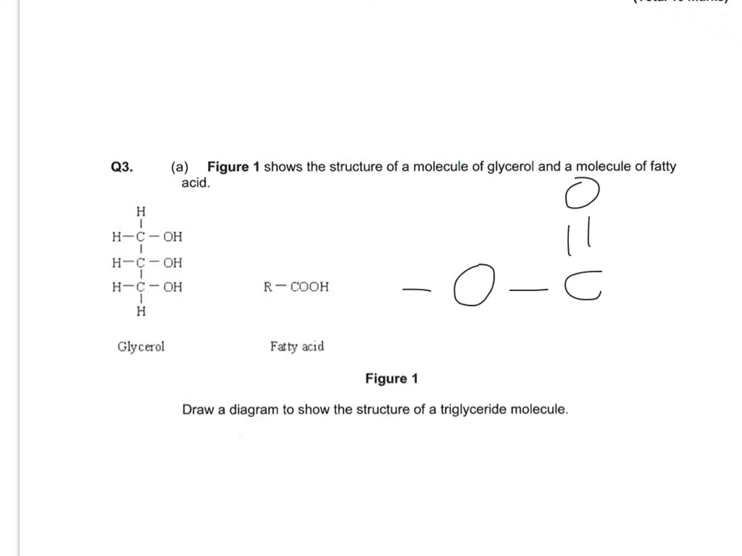So three fatty acids will be joined by an ester bond. Here's your glycerol, so that's the carbon for the glycerol, and then you've got the R group here, and that'll happen three times.